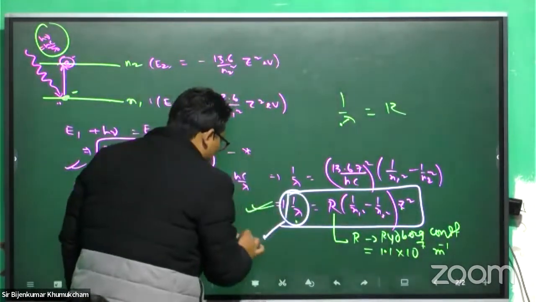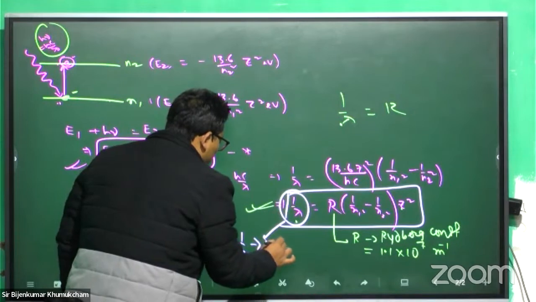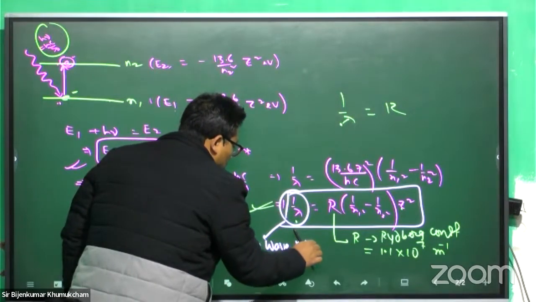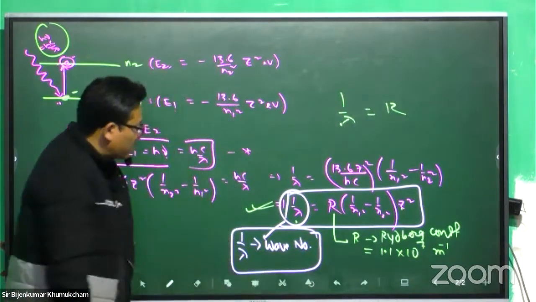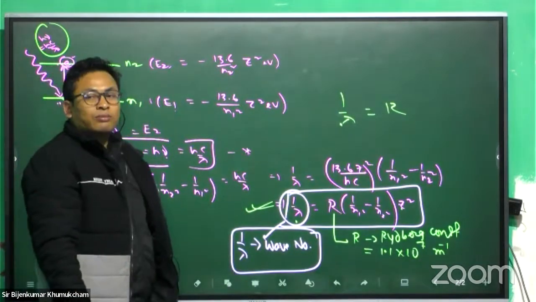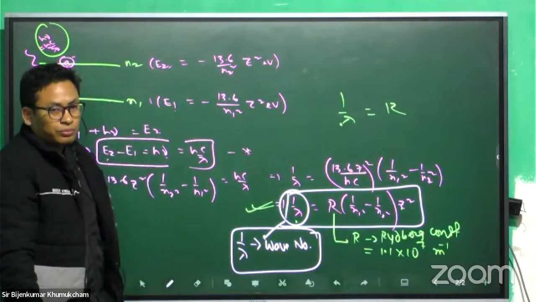What do we call 1 by lambda? It is nothing but the wave number. Clear? If they ask to find the wave number, they are asking for 1 by lambda.